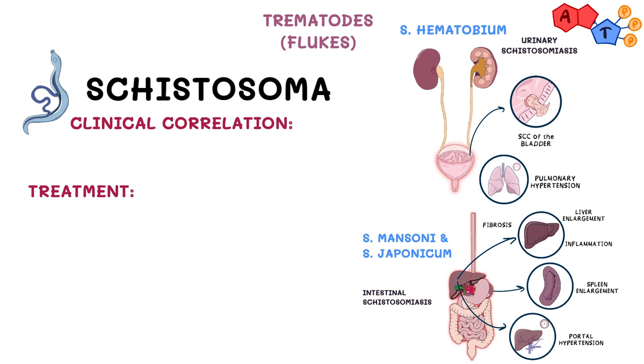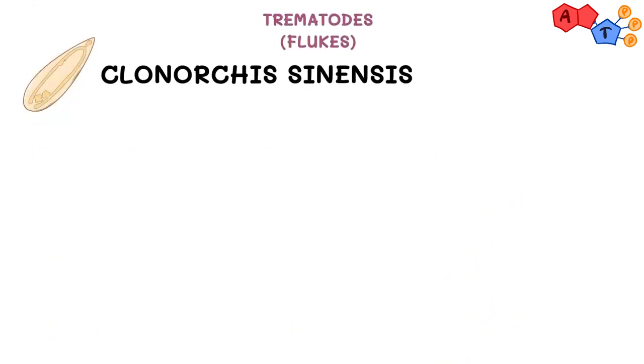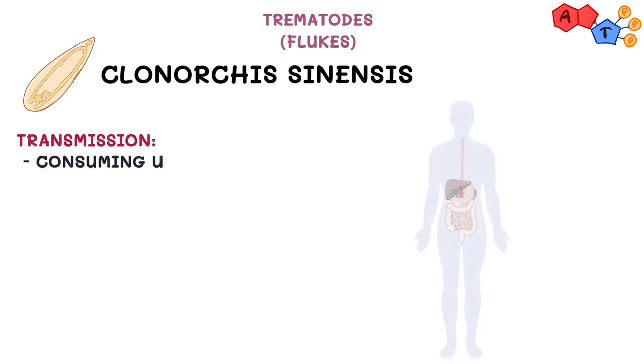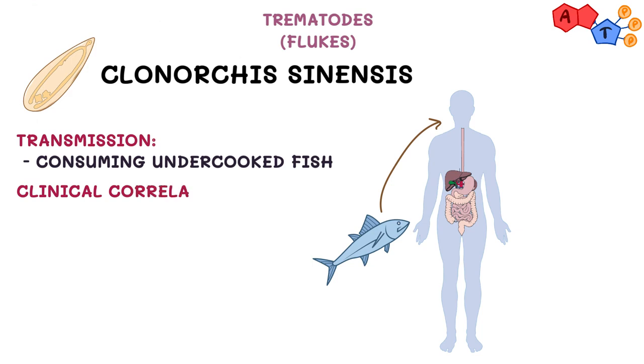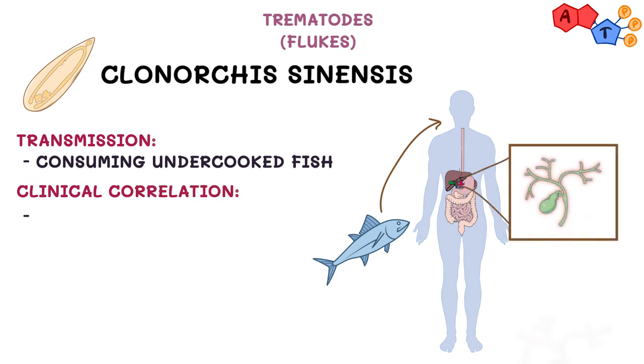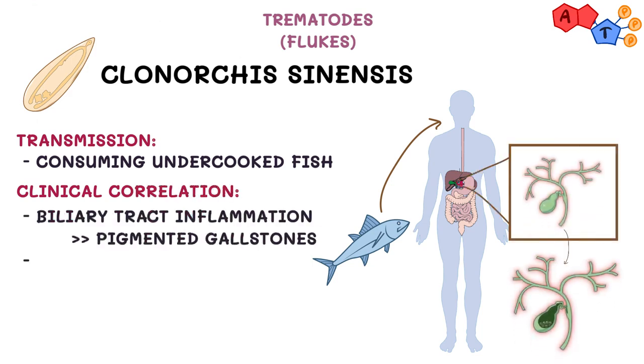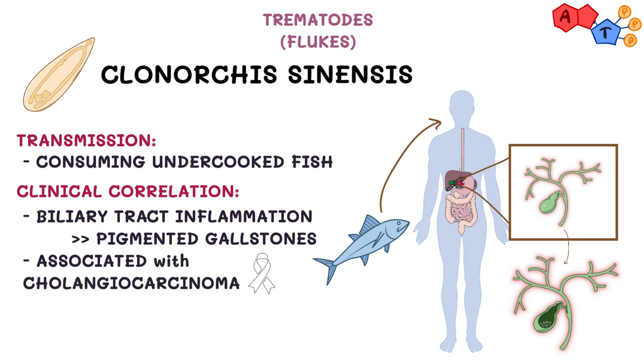Now for the treatment, we can also use praziquantel to fight these worms. The last worm we're going to talk about today is Clonorchis sinensis. The name looks a bit scary, and so does the character, but don't worry, it's easy to remember. It's transmitted by consuming undercooked fish, and once this happens, it can lead to biliary tract inflammation and consequently pigmented gallstones. It's also associated with cholangiocarcinoma, or cancer of the biliary tract. Lastly, for the treatment, can you guess what drug we use? You're right, it's praziquantel.